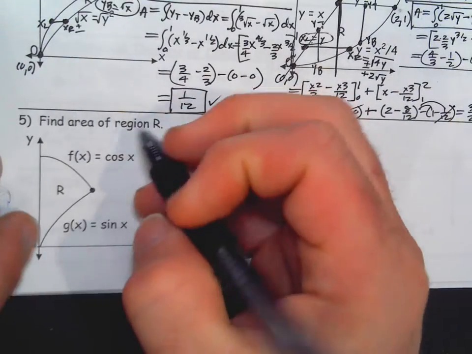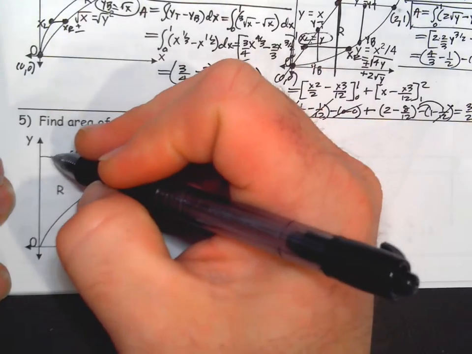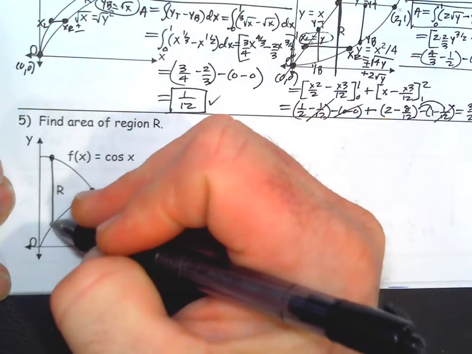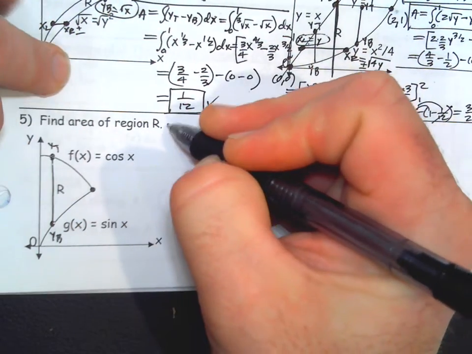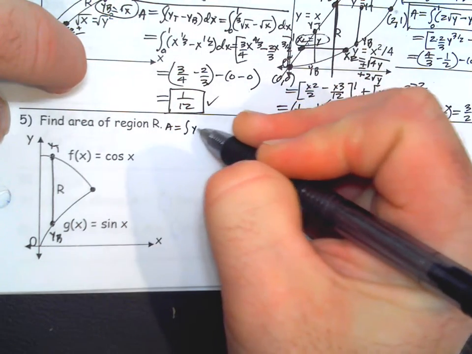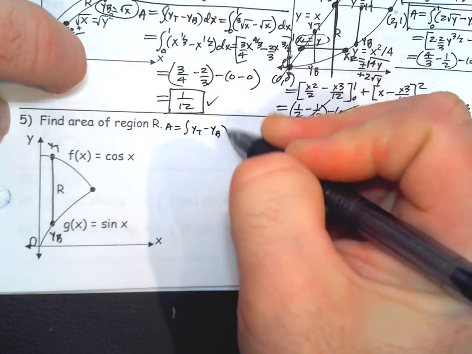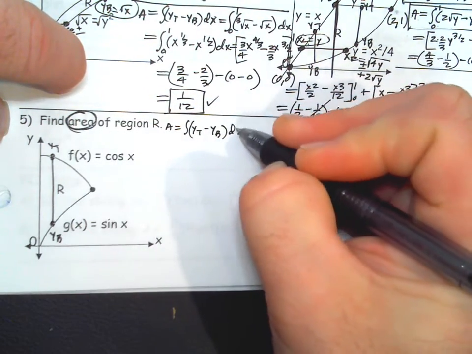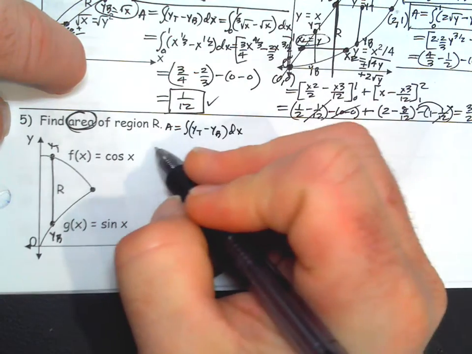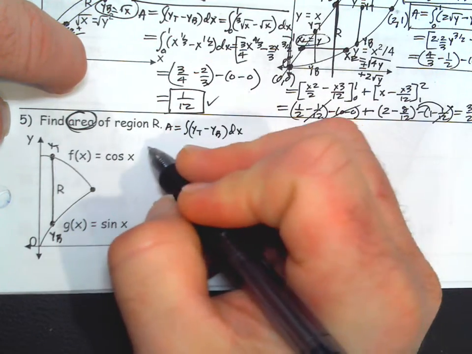Okay, let's try this one. Let's just start with vertical slicing, which looks pretty nice. Y top minus y bottom. All right, so the area is going to be y top minus y bottom. Remember, these are all area questions. It better never come out negative. If it comes out negative, something's really wrong. So y top minus y bottom.